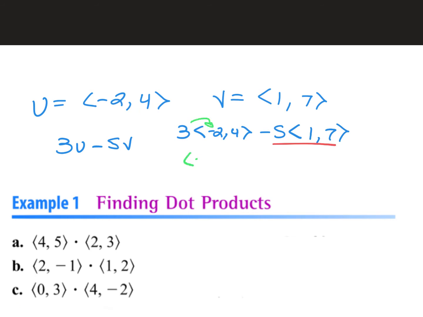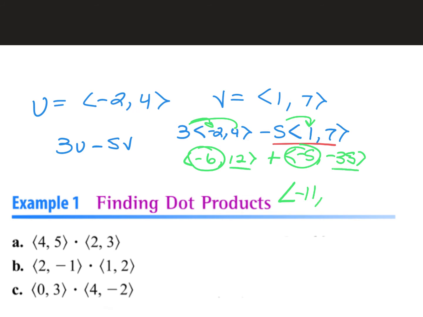3 times negative 2 is negative 6. 3 times 4 is 12, correct? Now, I would put a plus right here, and then I would distribute negative 5, and then this is negative 35, right? Then first goes with first. So you have negative 11, comma, what's 12 and negative 35? Negative 23. No, wait. Yes. Negative 23, okay? Whoops, forgot the 3.